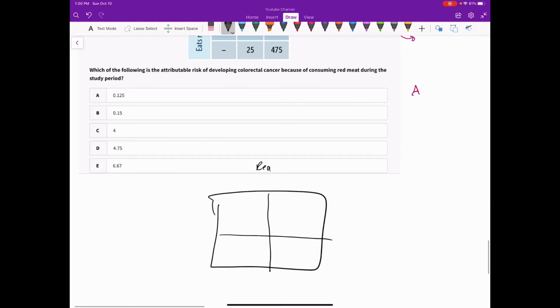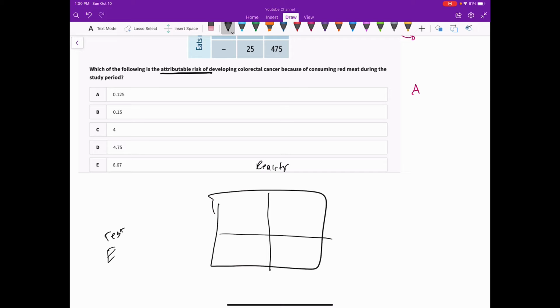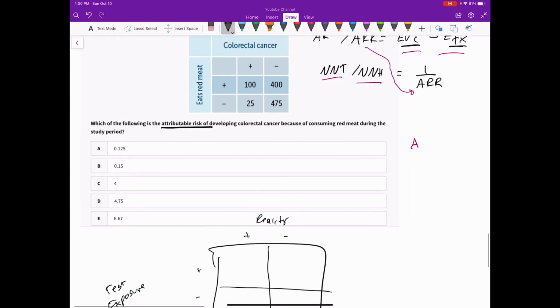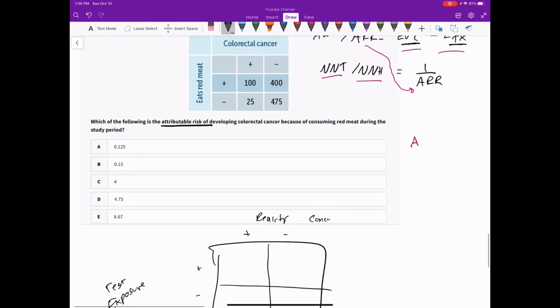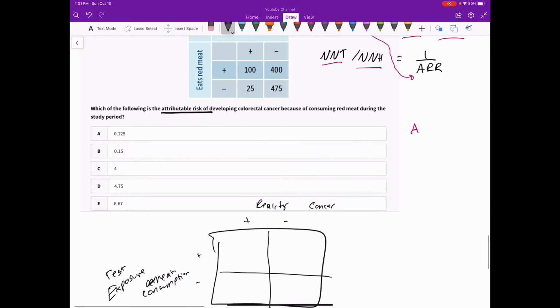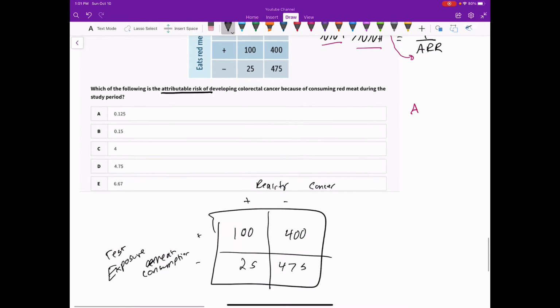Okay, we rewrite it, and what are we going to do? Well, we know the top is reality, always. And we know the left is usually test or something, right? But what is it asking for? Well, it's attributable risk, so okay, this might be exposure to something. So the exposure of something. And we know we have plus minus, right? So now, reality, they're developing cancer. The test, well, if they ate meat or not, so I'm going to write meat consumption. Okay, so we have 100 in this box, 400 in this box, 25 in this box, and 475. Okay, that's what the table gave us.